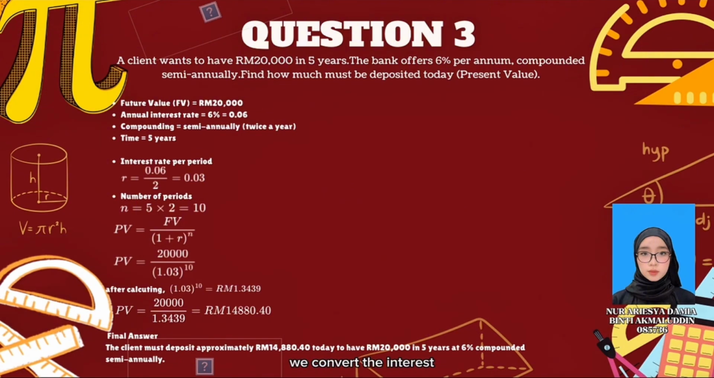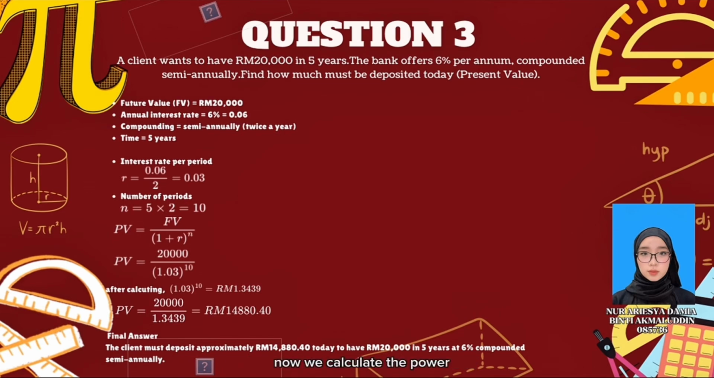Now, we convert the interest rate and time into semi-annual terms. 6% divided by 2 gives 3% or 0.03. 5 years times 2 equals 10 periods. Now, we use the present value formula. Present value equals future value divided by (1 plus r) to the power of n. We substitute the values. Present value equals 20,000 divided by (1.03) to the power of 10.